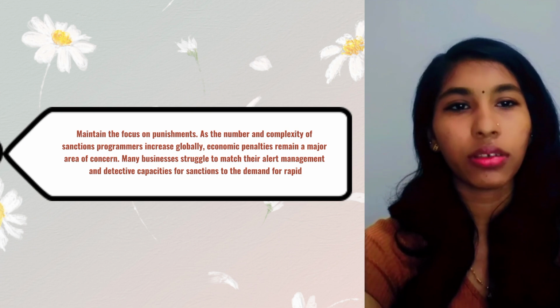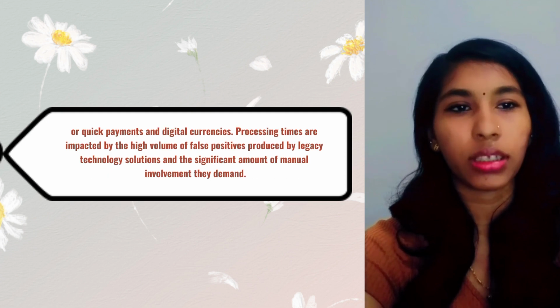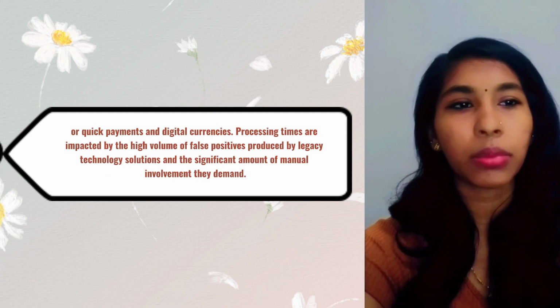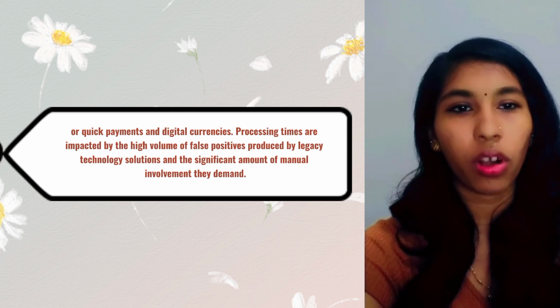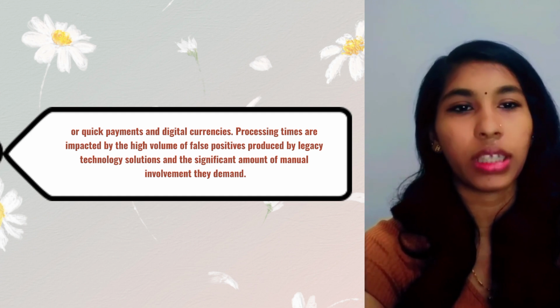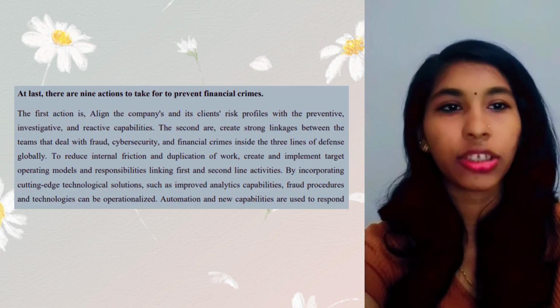Many businesses struggle to match their alert management and detective capacities for sanctions to the demand for rapid or quick payments and digital currencies. Processing times are impacted by the high volume of false positives produced and by legacy technology solutions and the significant amount of manual involvement they demand. There are 9 actions to take to prevent financial crimes.